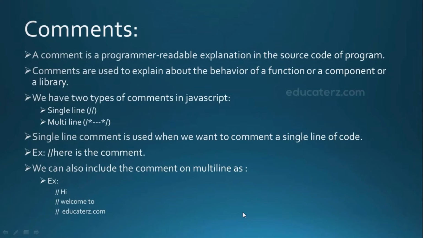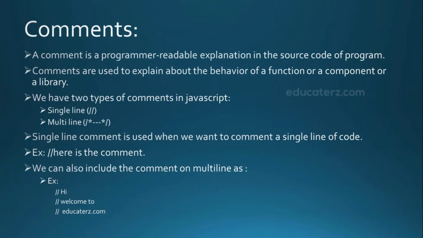So let's start with comments. What is actually a comment? A comment is a programmer-readable explanation in the source code of a program. This means comments are used to make the developer understand the flow of the code. Here comments are used to explain the behavior of a function or a component or a library.